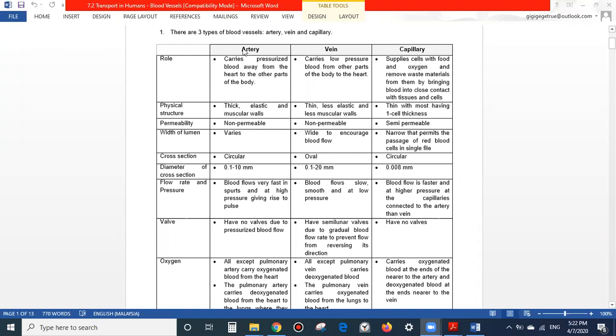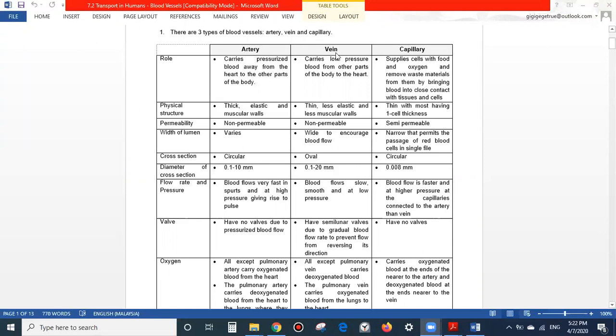The definition first. Can you define artery, Lauren? Carrying oxygenated blood away from the heart. Carry oxygenated blood away. Wait. Yeah. That is wrong.